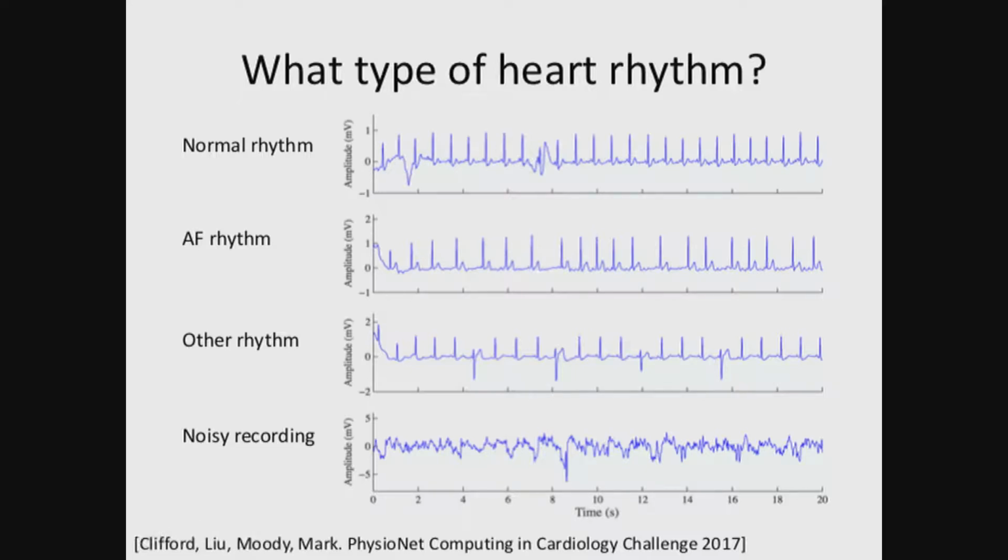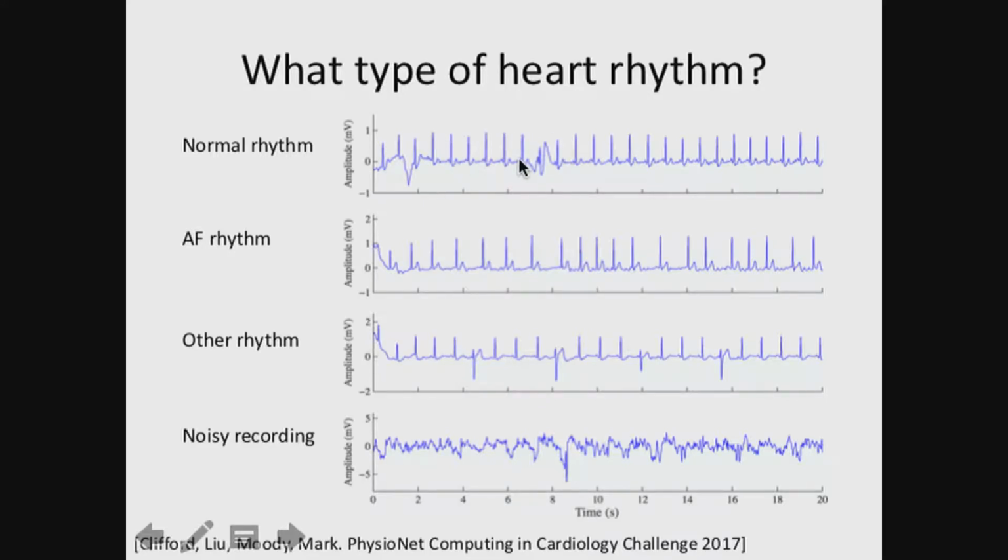Yep. The spacing between the peaks is more irregular with the AF rhythm. The spacing between beats is more irregular with the AF rhythm. So you're sort of looking at this, you see how here this spacing is very different from this spacing, whereas in the normal rhythm, sort of the spacing looks pretty darn regular.